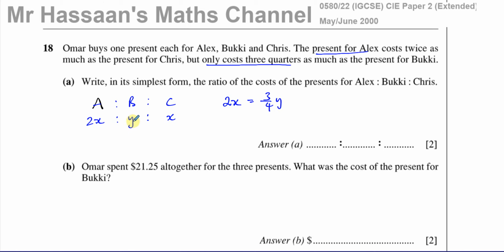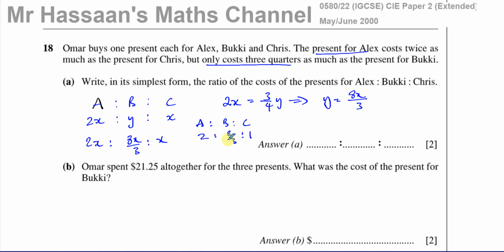So I want to write Y in terms of X. I want them all compared to the same thing. If I rearrange this to make Y the subject, I'm going to have to multiply by 4 and divide by 3. So Y will be 4 times 2X, which is 8X over 3. So Y I can replace now with 8X over 3. And now I can get rid of the X's. So I'm left with A, B, C, Alex, Bookie, and Chris as being 2 to 8 over 3 to 1.